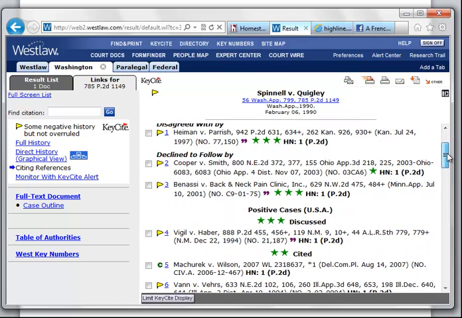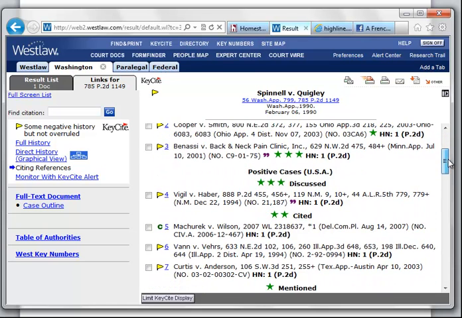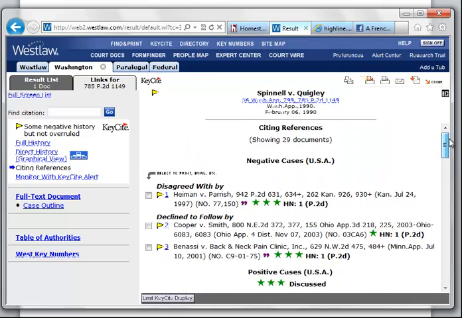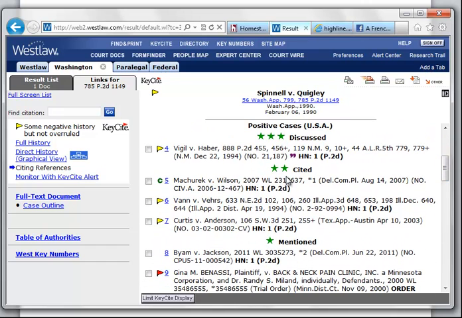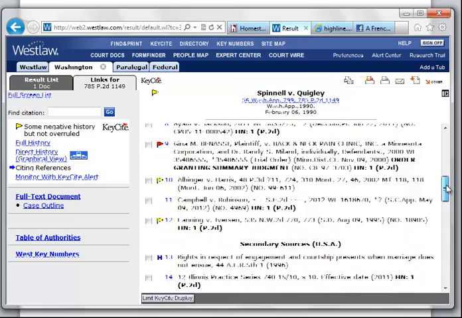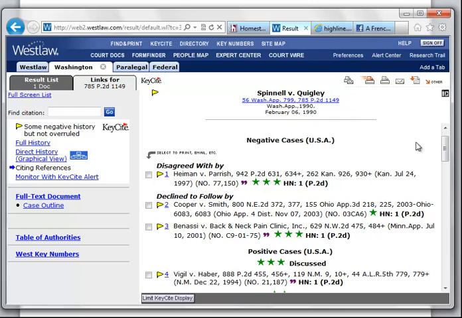I see it's also got some positive cases, and then it's been cited. And you can also, remember, take a look at the significance of the citation by these stars. If there's 3 stars, there's a lot of citation of the case. If it's merely 2 stars, it's just cited, and if it's merely 1 star, it's just mentioned. So you can tell based upon the stars how significant the quotation is of that particular case.